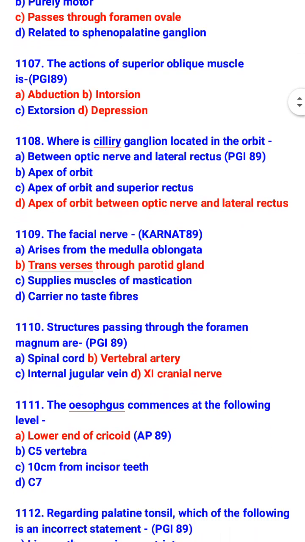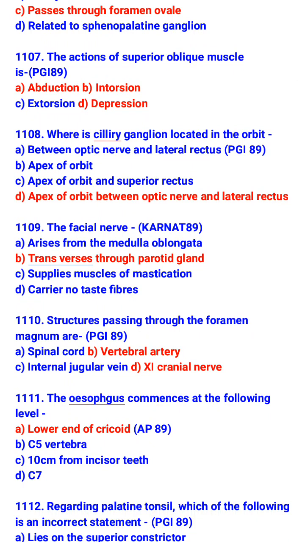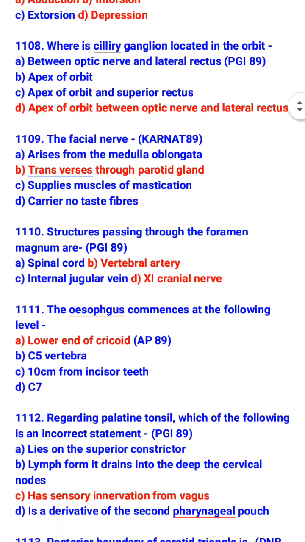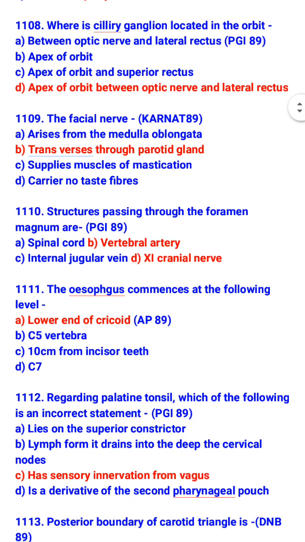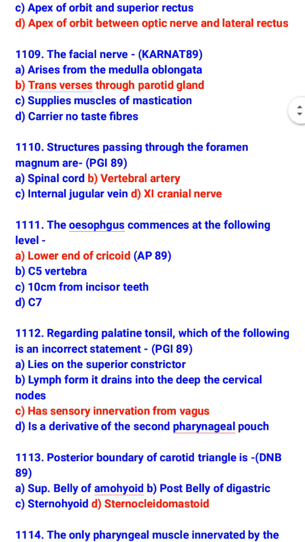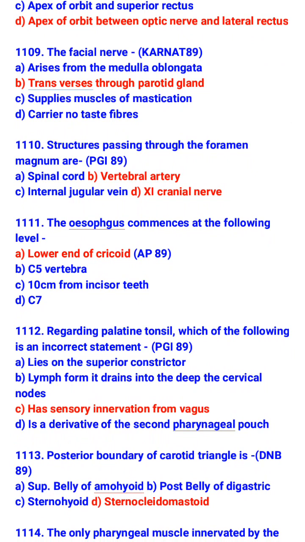The facial nerve traverses through parotid gland. Structures passing through the foramen magnum are vertebral artery and 11th cranial nerve. The esophagus commences at the following level: lower end of cricoid.